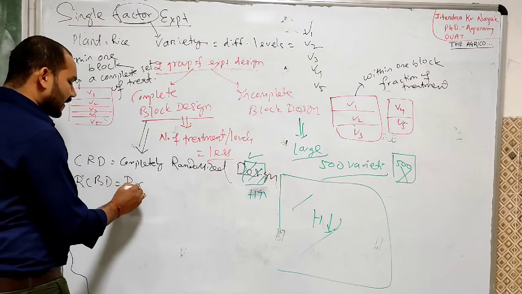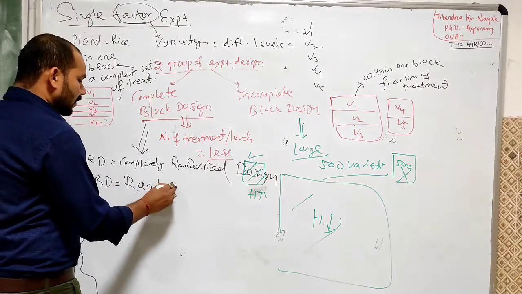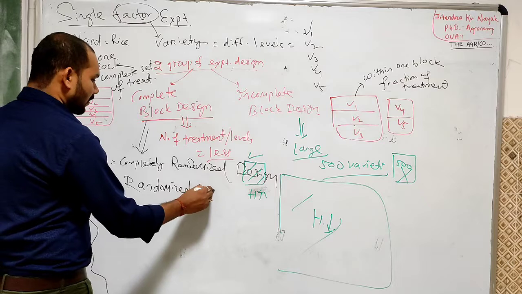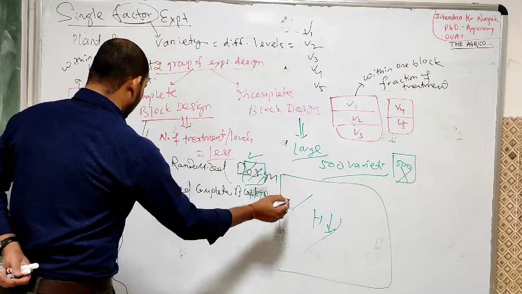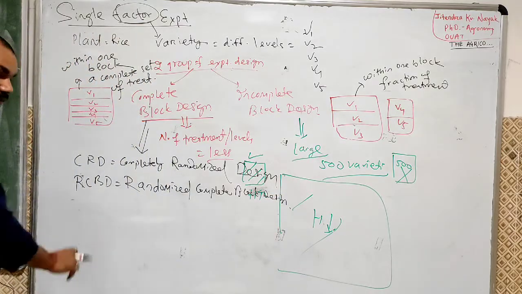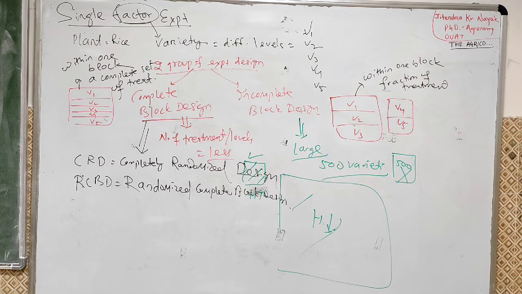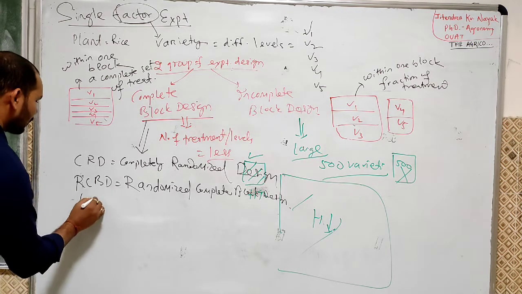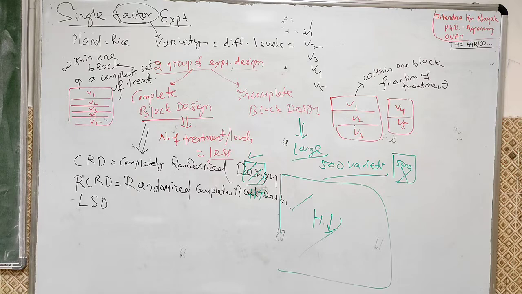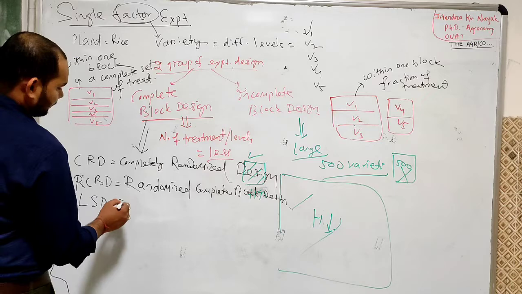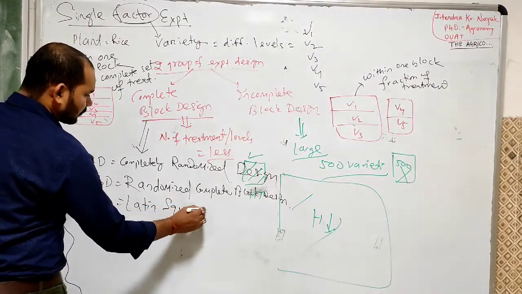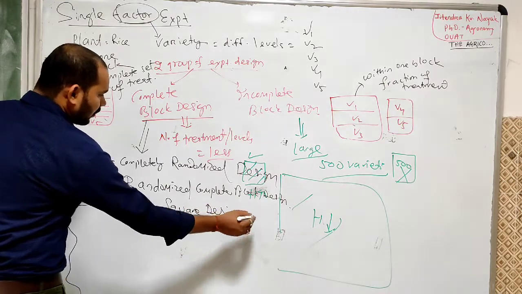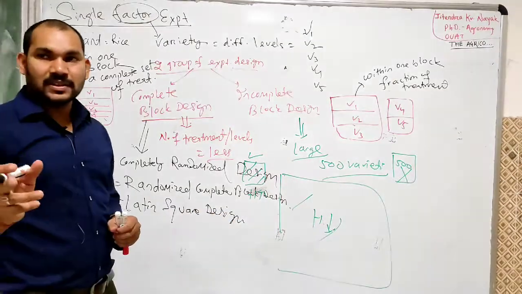RCBD means randomized complete block design. Okay. Next one is LSD. LSD means Latin square design.